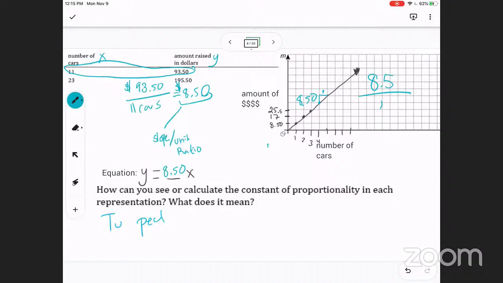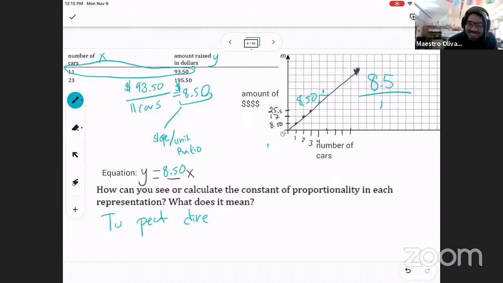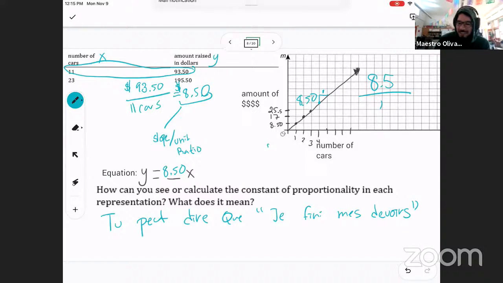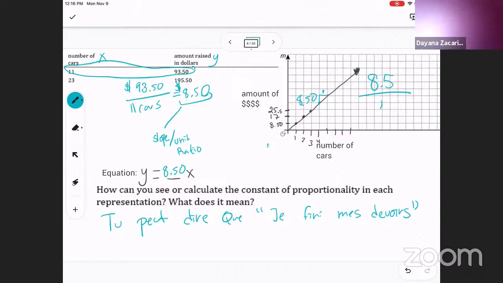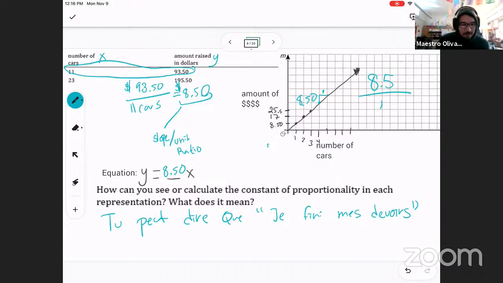Tu peux dire que j'ai fini mes devoirs. Do you think you can translate that without having to use Google Translate? What do you think that means? See you later, alligator. If she turns into a frog later, I think we know why.